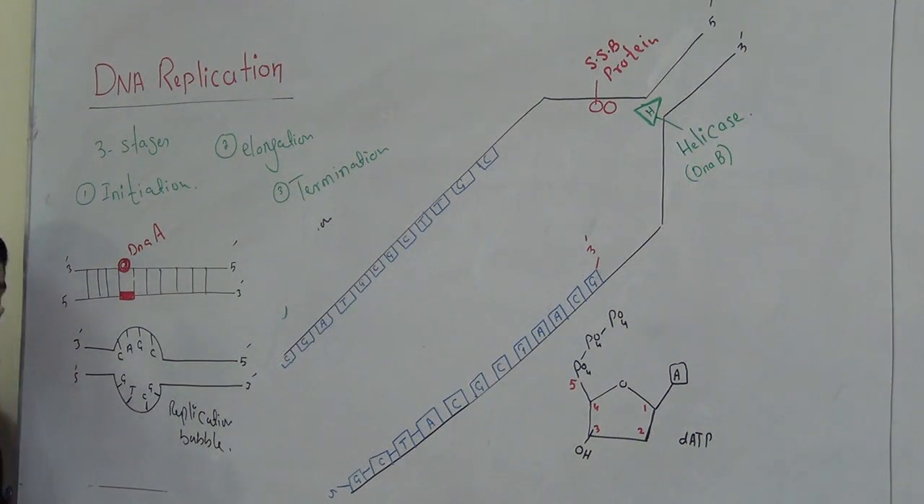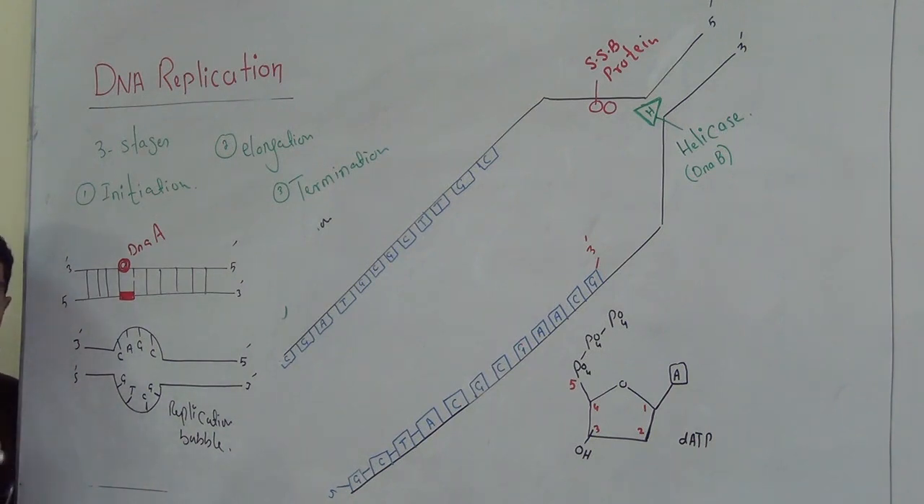Remember, this was only made possible by the help of the special sequence called the origin of replication. The DnaA protein identified it, attached here, and removed the hydrogen bonds, and a slight replication bubble was formed.